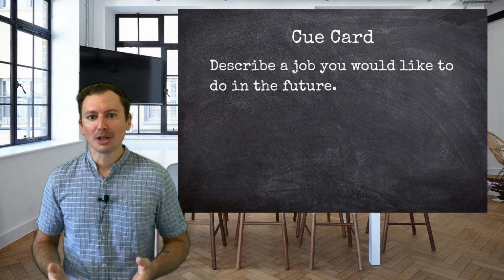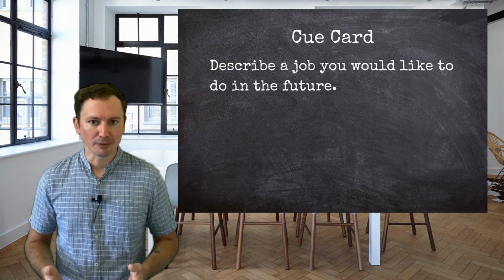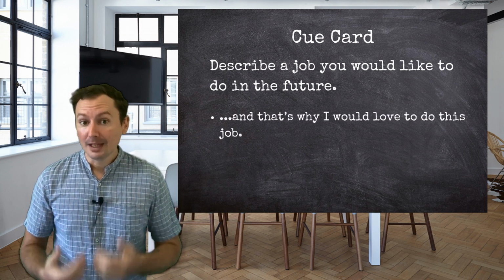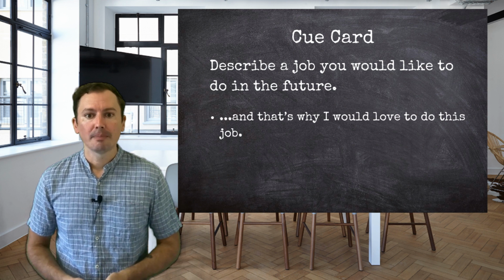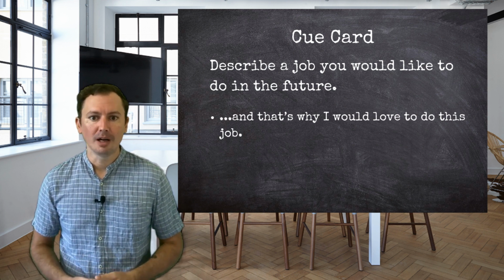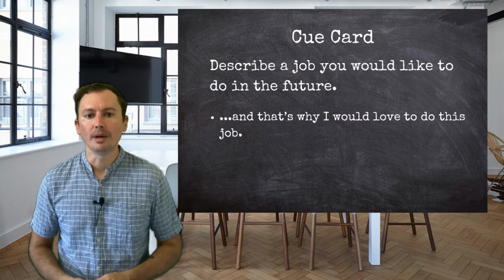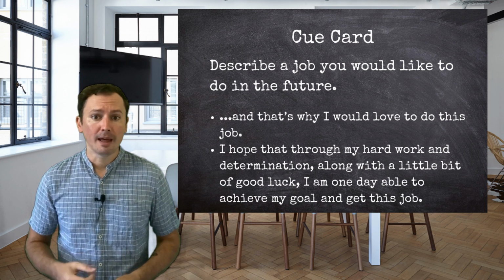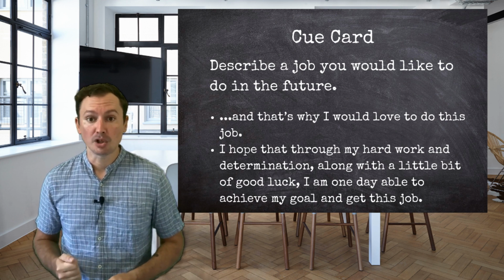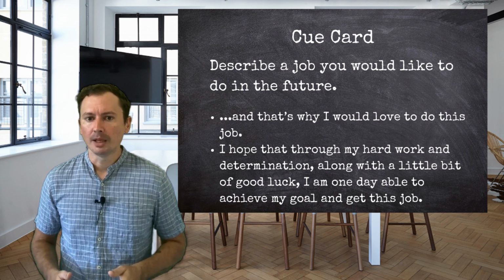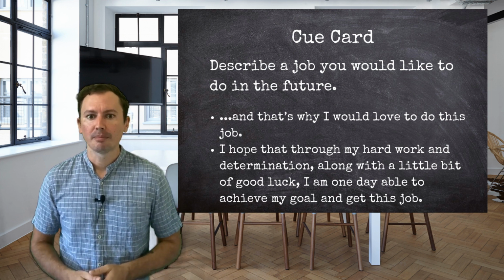If you were to talk about a job that you would like to do in the future, for example, you might finish by saying, "And that's why I would love to do this job." This is a natural way of concluding, as long as the previous parts were reasons why you wanted to do it. Otherwise, you might add something like, "I hope that through my hard work and determination, along with a little bit of good luck, I am one day able to achieve my goal and get this job." Again, as a satisfying ending.